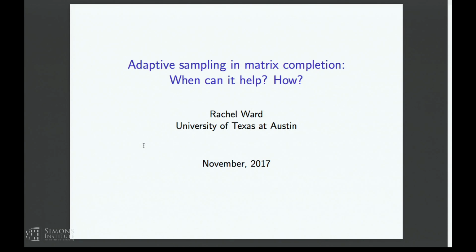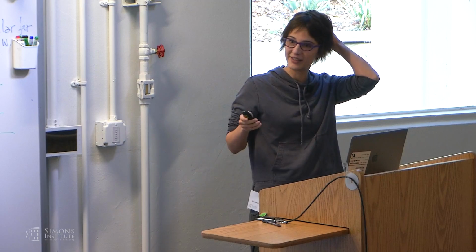First of all, I'd like to thank the organizers for inviting me to this wonderful workshop. It's really a pleasure to be here. So I'm going to talk about adaptive sampling in matrix completion. I'm very happy that Yushin gave such a nice talk on the optimization side of matrix completion right before lunch. It really is a good segue into what I'm going to talk about.